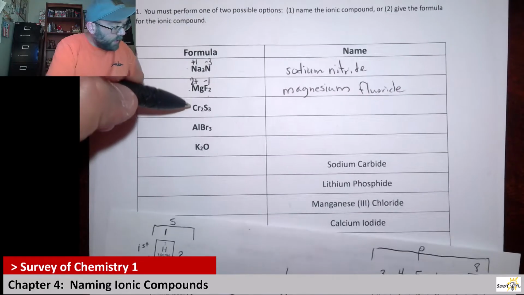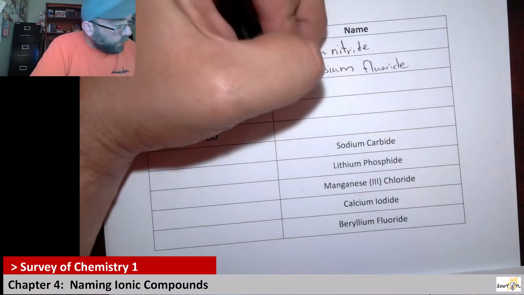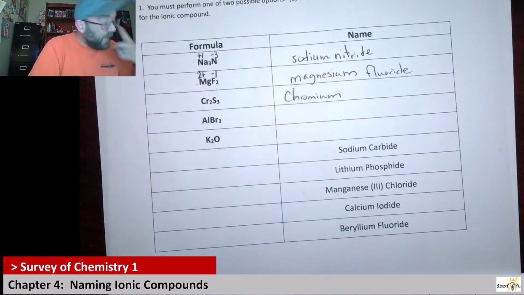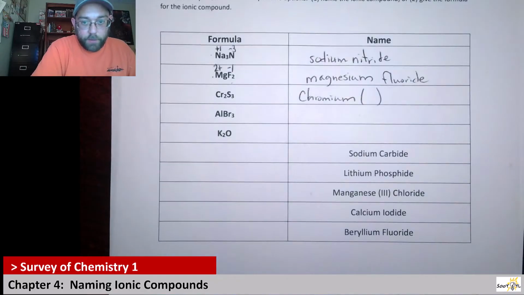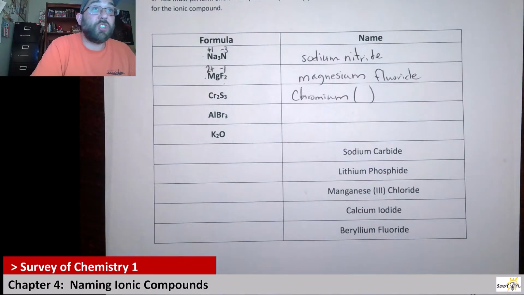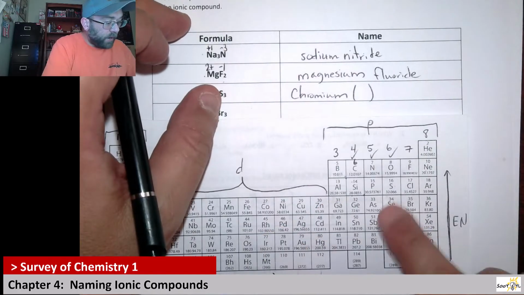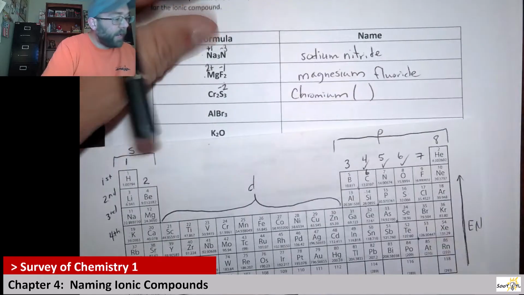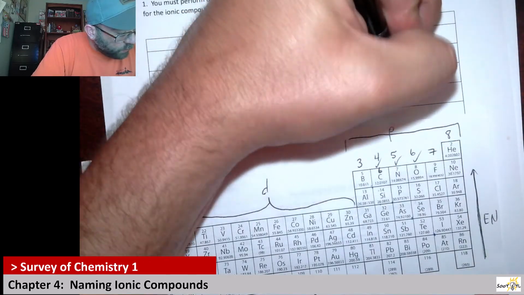Cr2S3. So Cr, that's chromium, right? That's this guy right here. It's a transition metal. So for chromium, because it's transition, I'm going to need a parentheses here where it specifies the charge on the chromium ion. So how do we get that? Well, the sulfur here is in the second column. It's -2. Right, and so that would be called sulfide, right?